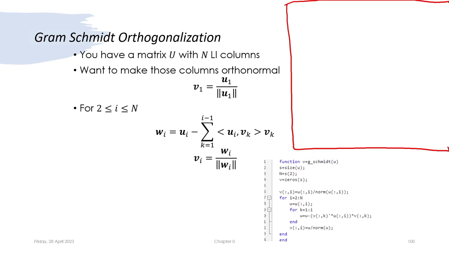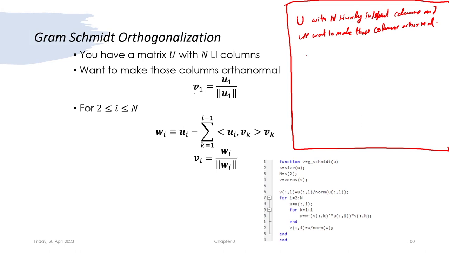So, what if we are given a matrix U with n linearly independent columns and we want to make those columns an orthonormal representation for the columns of the matrix U. So, how do we do that? The Gram-Schmidt orthogonalization is the procedure that needs to be followed over here. I am just stating out the algorithm.